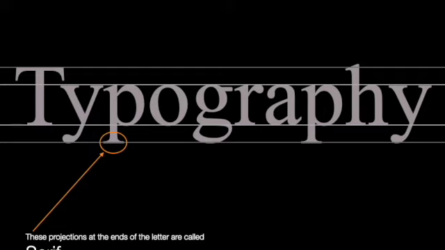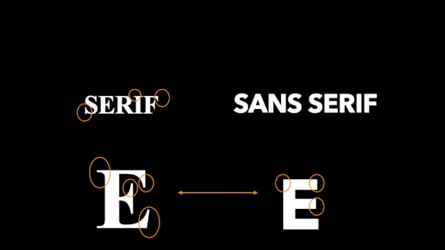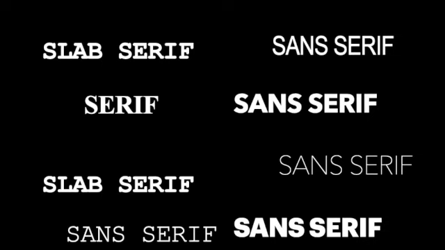Whenever you have a small projection at the end of the letters of your font, those are called serifs. So the most obvious difference in between fonts is in the two categories, serif and sans serif. Sans serif literally means without serif, meaning, look at these letters. The letter E has the projections at the end of it, whereas the sans serif version is just composed of simple straight strokes.